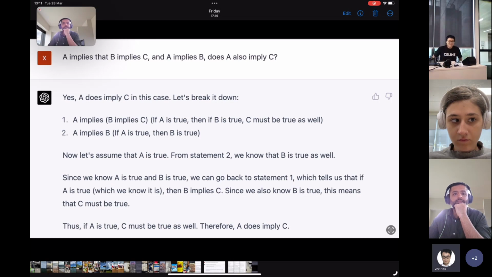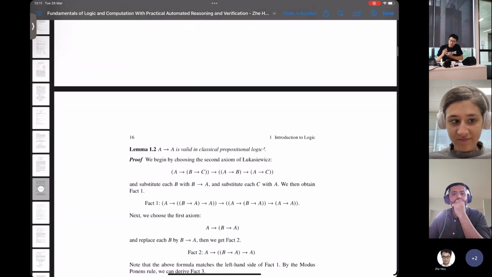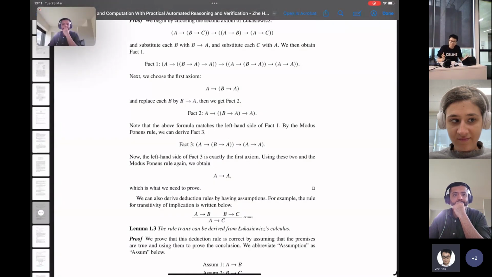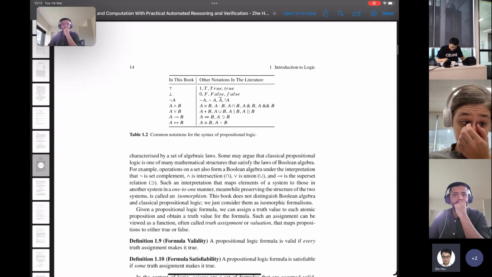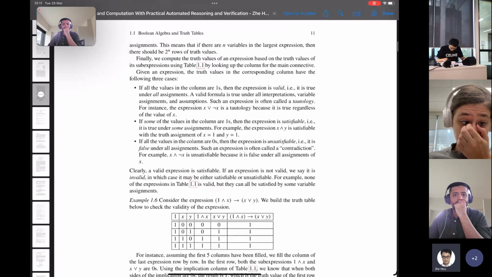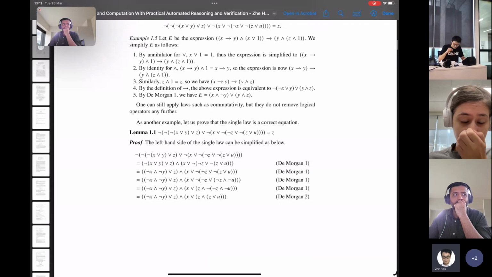So I was a little bit panicked. And then I said, okay, we probably need a longer, more complicated formula to give it some difficulties. So I went to one of the earlier sections, and I found this formula in Lemma 1.1. It looks quite complex to me. So I said, okay, can ChatGPT solve this?